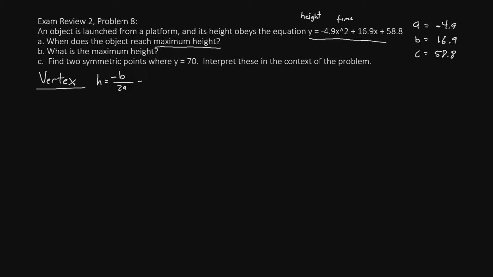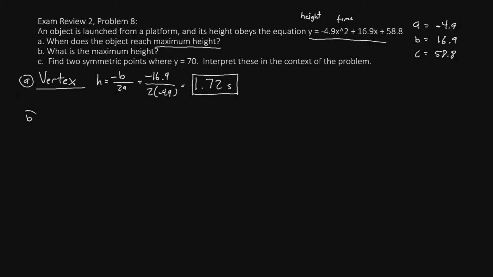Now let's place the numbers into the formula. We have negative b, that's negative 16.9, divided by 2a, which will be 2 times negative 4.9. The numbers here are a bit difficult, so you'll need to put this in a calculator. If you do, you will get that h is 1.72. And we will also add that this will be in seconds because this will be our time. That's the answer to part A.